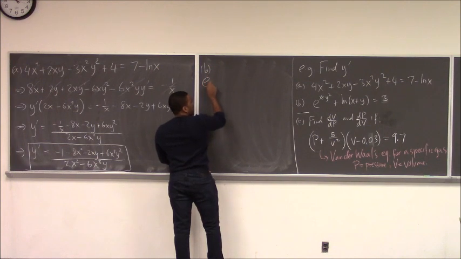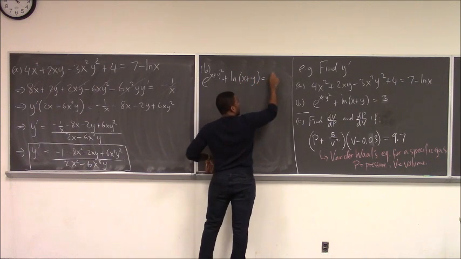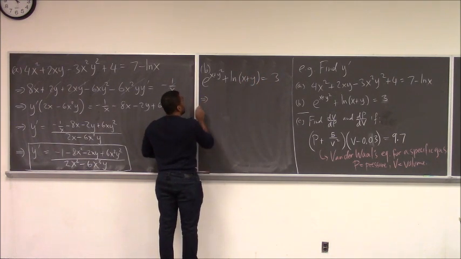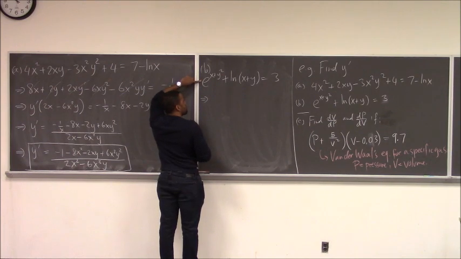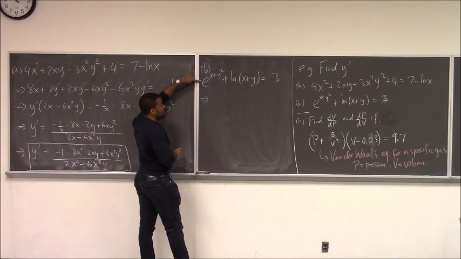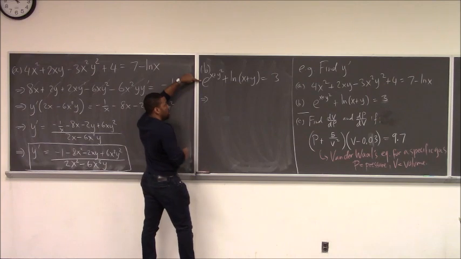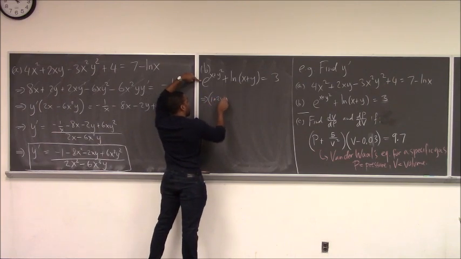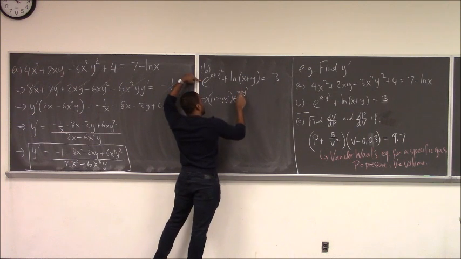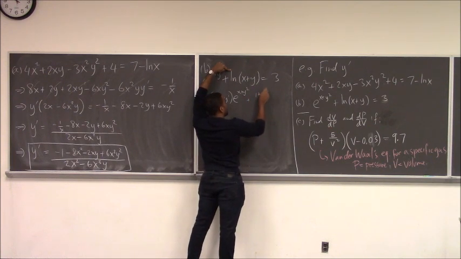In B, e to the x plus y squared plus ln of x plus y equals 3. How would we differentiate this? e to the x plus y squared: that's e to the x plus y squared times 1 plus 2y prime. This one: 1 plus y prime over x plus y.